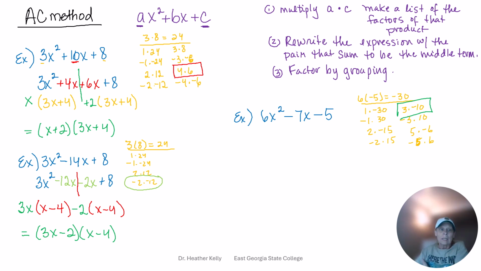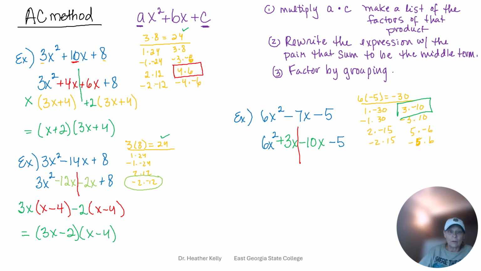Notice that on our other 2 examples, those were positive 24s, because we multiplied a positive 3 times a positive 8. But here, 6 times a negative 5 gave us negative 30. Therefore, our pairs had to have alternating signs. So here we can put in positive 3x minus 10x and then drop the other 2 pieces down. We've got our negative 5 here and our 6x squared here. It's 4 pieces, yay. We get to factor it by grouping.